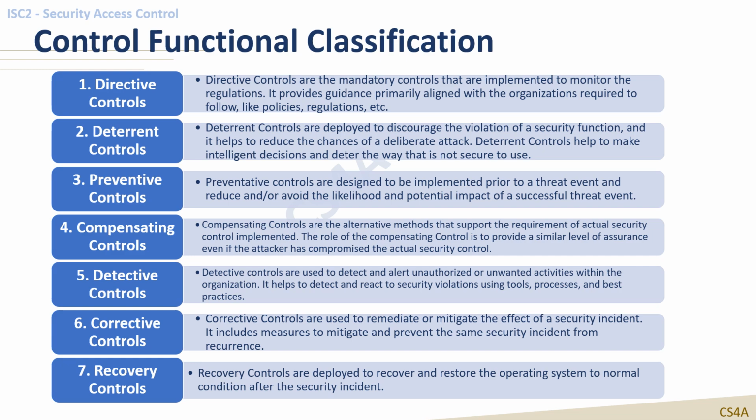Compensating control is an alternate method that supports the requirement of the actual security control. This is to have an alternate security control in place as a fallback mechanism for the existing security control. And detective controls are used to detect and alert on unauthorized or unwanted activities. If any unwanted operation is happening, it will monitor, detect and alert. And corrective controls are used to remediate or mitigate the effects of security events. If any security event happens and affects the system, the corrective control should correct the system and make it work properly.